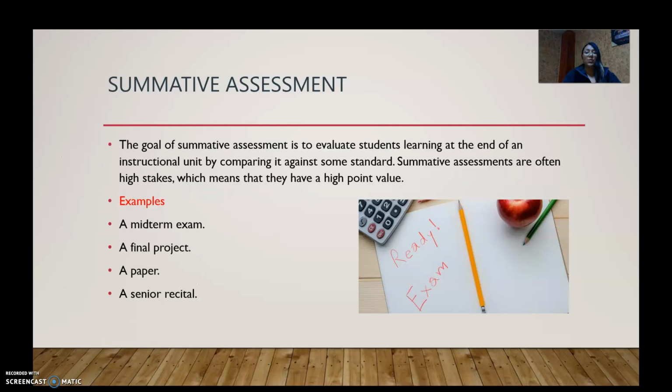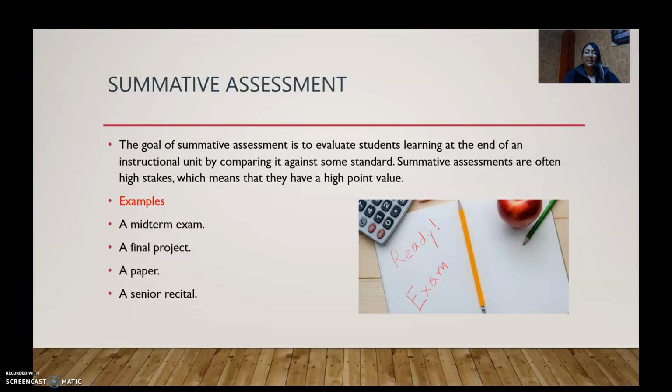Here we have the summative assessment. The goal of summative assessment is to evaluate the students' learning at the end of the unit, or it can be of the course or level, by comparing it against some standard. It means that the knowledge of the students is going to be evaluated at the end. They can make a presentation or the teacher can make a quiz for them. Summative assessments are often high stakes, which means that they have a high point value.